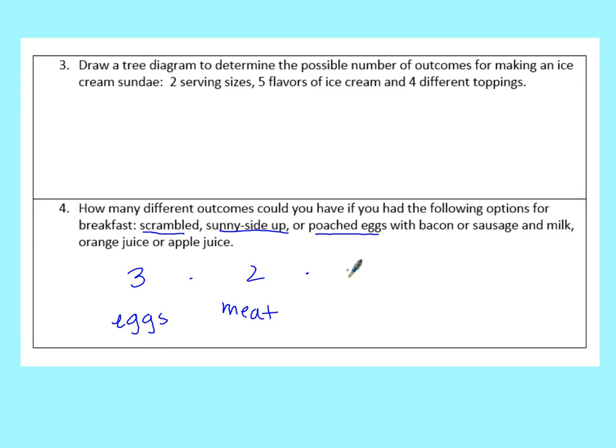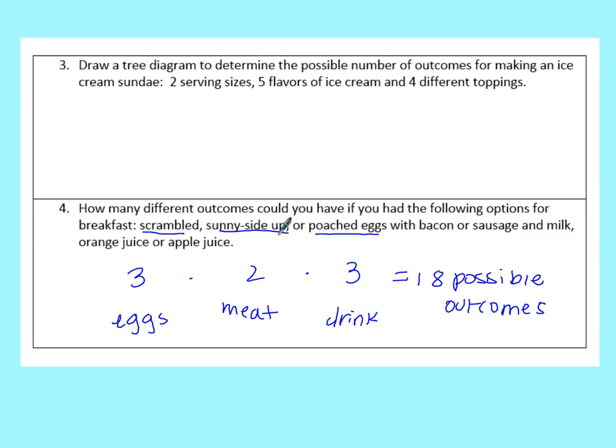And then you can choose milk, orange juice, or apple juice. So for your drink, you only have 3 choices there. So 3 times 2 is 6, and 6 times 3 is 18. So there's 18 possible breakfast outcomes there at this restaurant, or maybe mom's being nice and giving you all these options. So you have these different choices to choose from.